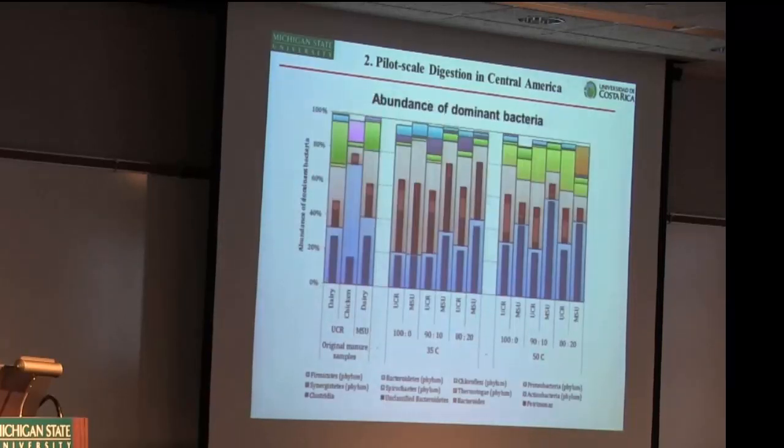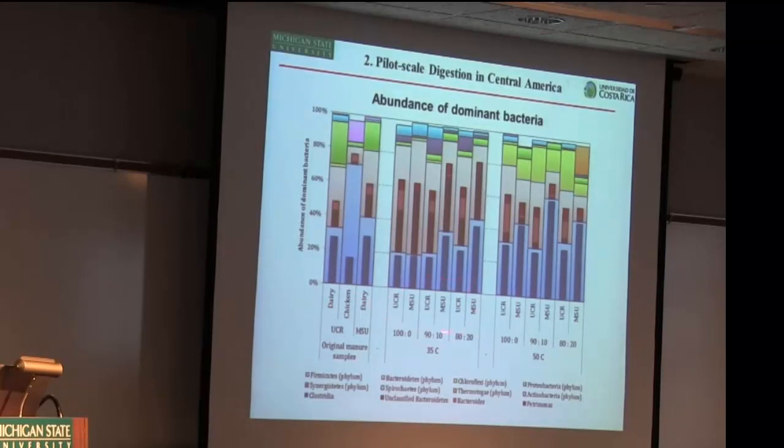And then this is just one slide on that microbial community work that's been done. Again, looking at just digesters with chicken manure, dairy manure, chicken manure and dairy manure from Costa Rica, and then dairy manure from Michigan State.